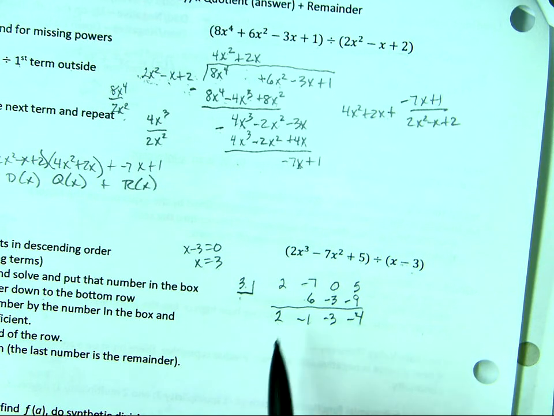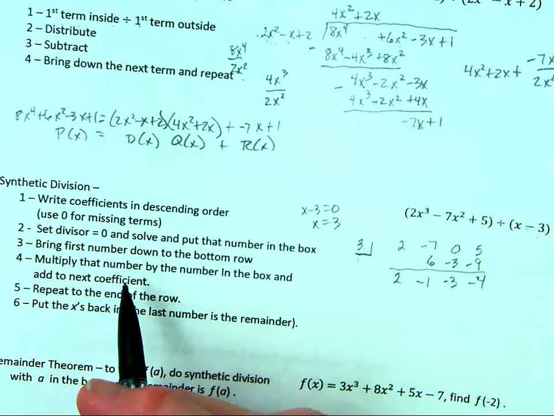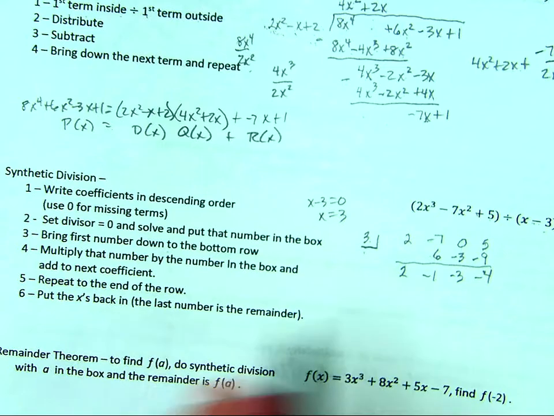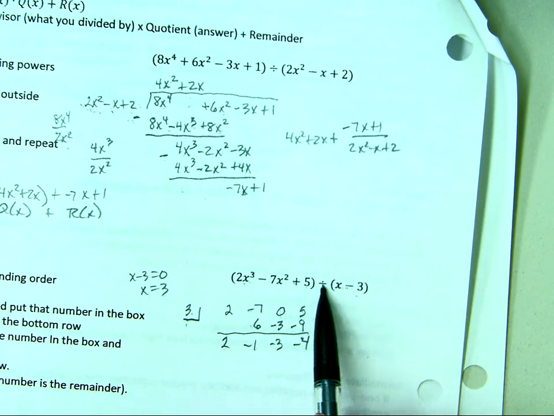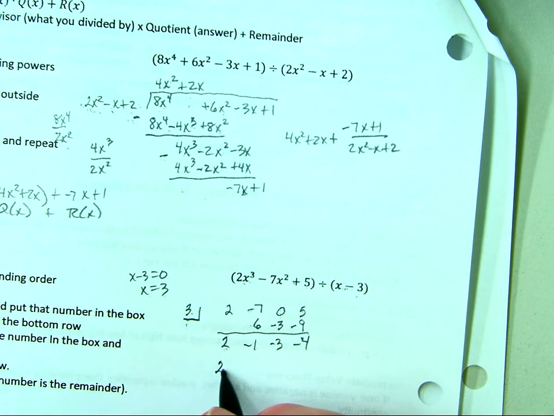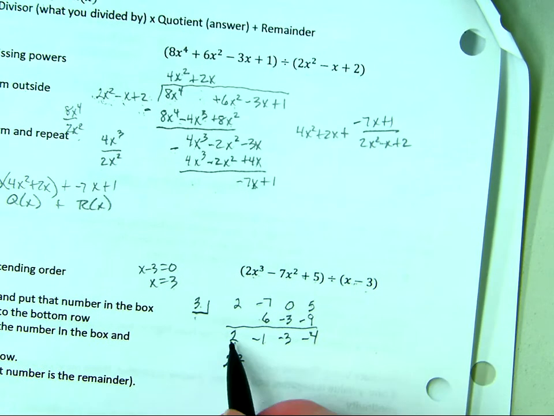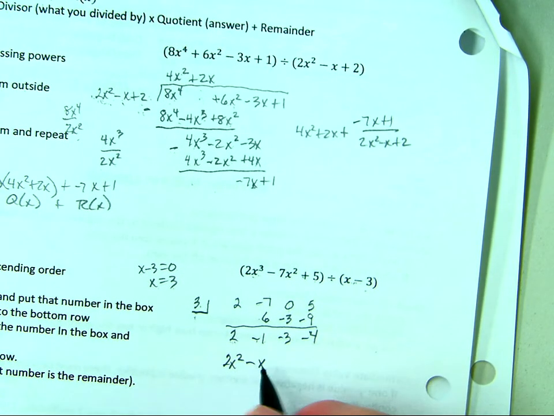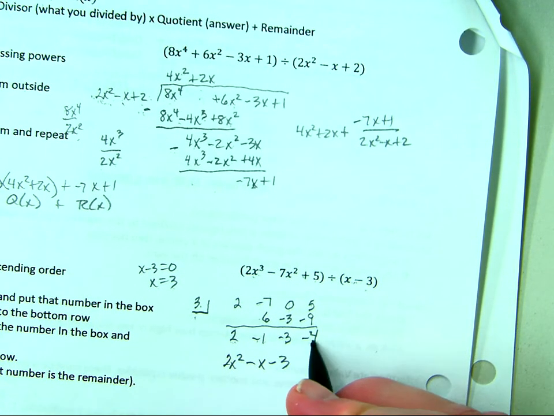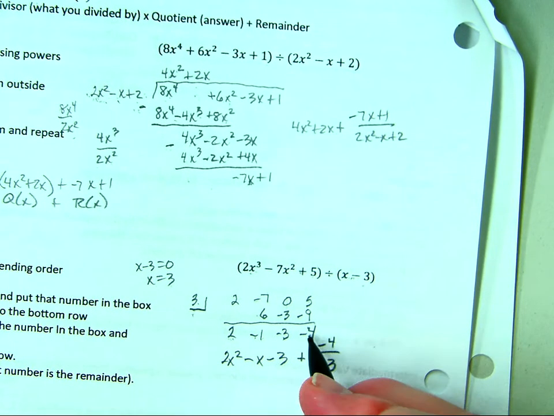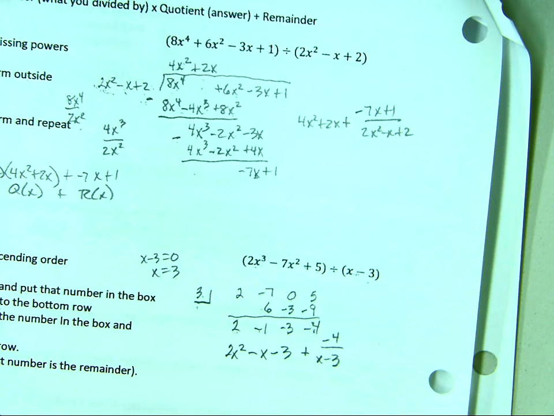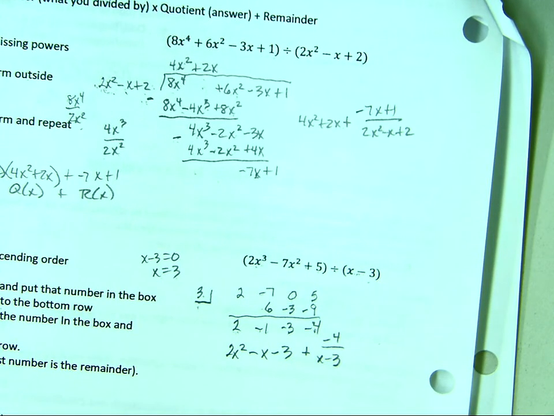Now the last thing is we need to write that back out as a polynomial. So we need to put the x's back in. Notice we started with x cubed divided by x. Well, x cubed divided by x is x squared. So this first one is x squared. Then just go in descending order. If that's x squared, this one is x, so that's minus 1x. That makes this the constant. The last number is always the remainder. So I could put that remainder over my divisor. So that's what you get when you divide by synthetic division.